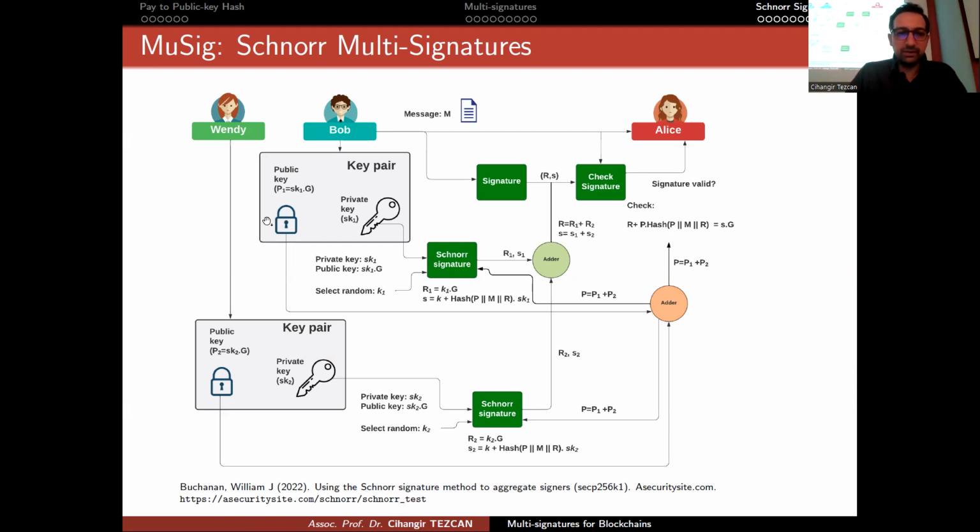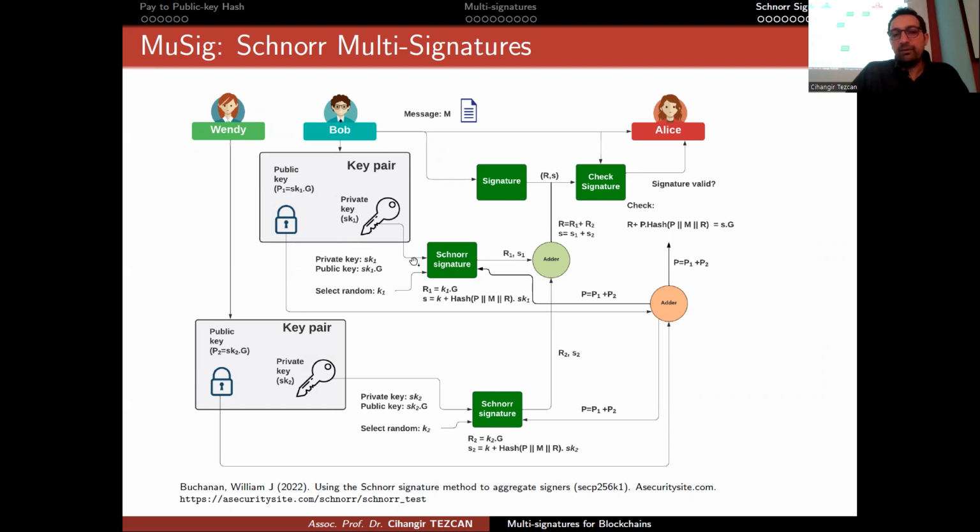So in this picture, as Professor Buchanan explains, Bob and Wendy want to sign the same message. So both of them have their private and public keys. Here, the private key is just a number, and the public key is the scalar multiplication of this number with a point on the elliptic curve. So the public keys are elliptic curve points.